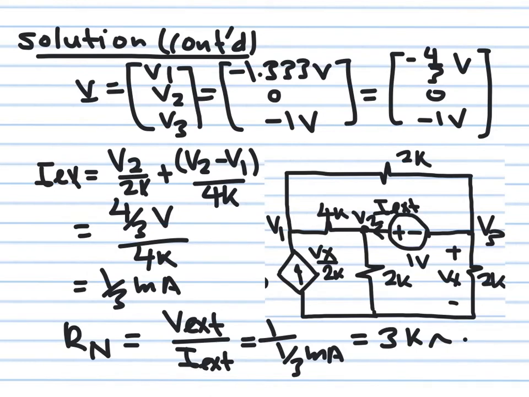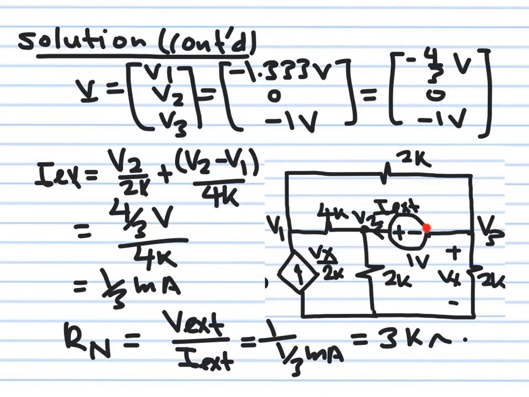Remember that my target is to get I external. But this I external is nothing but the sum of this current plus this current. So you see this current here, which is drawn from the external source, is this current plus this current. This current here is V2 minus V1 over 4k. This current here is V2 over 2k. I know that V2 is 0, so your answer will be minus V1 over 4k, and V1 is minus 4 over 3. So you get 4 over 3 divided by 4k, you get 1 over 3 milliampere.